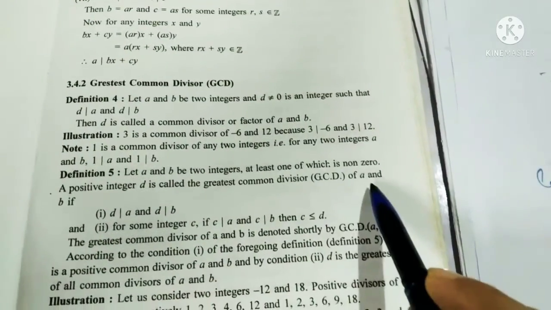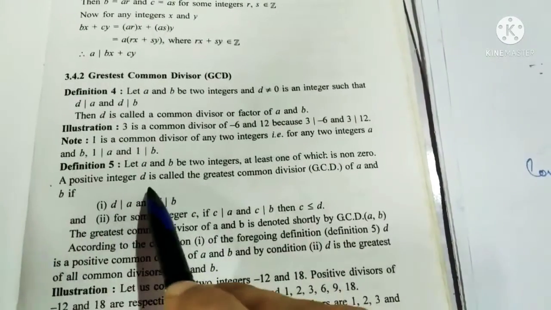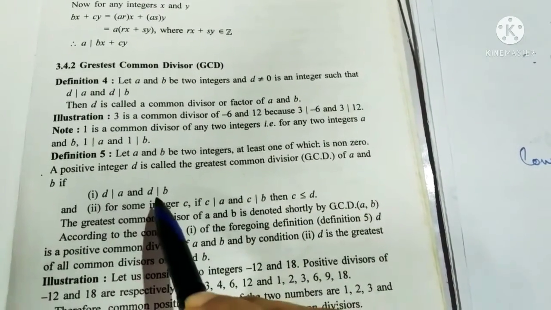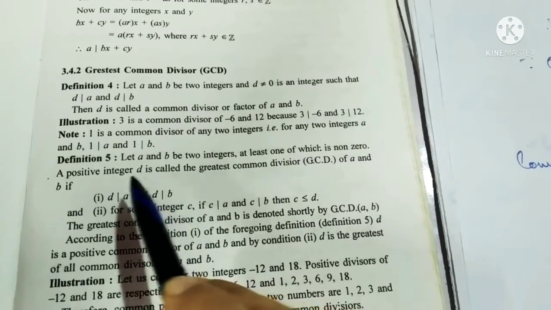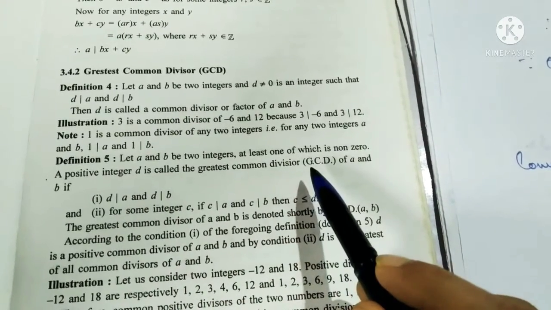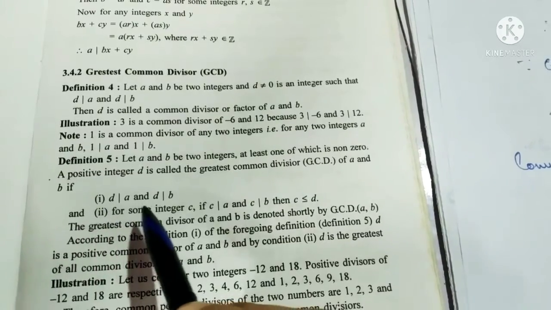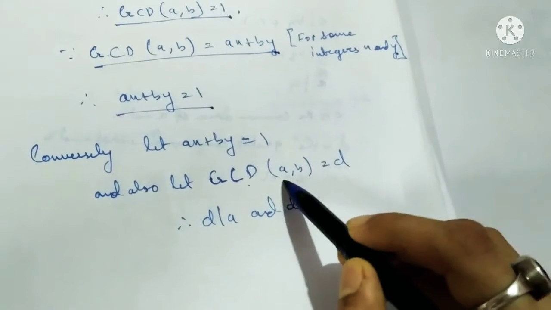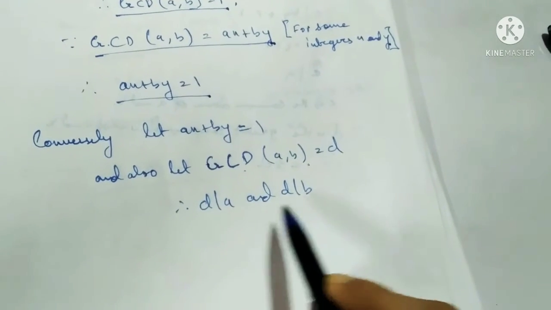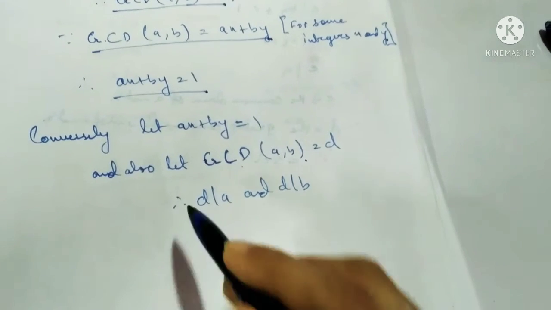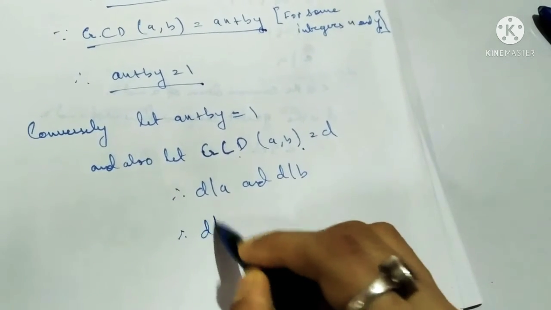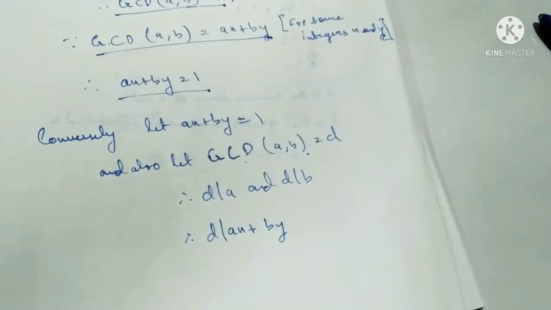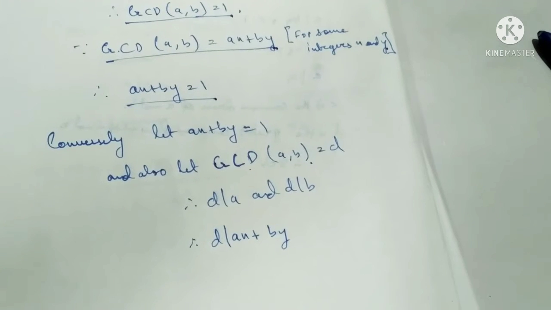A positive integer D is called the greatest common divisor of A and B if D divides A and D divides B. So here D is the greatest common divisor of A, B. Therefore I can say that D divides A and D divides B, so D divides AX plus BY.